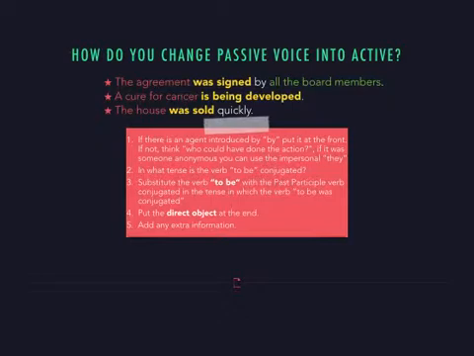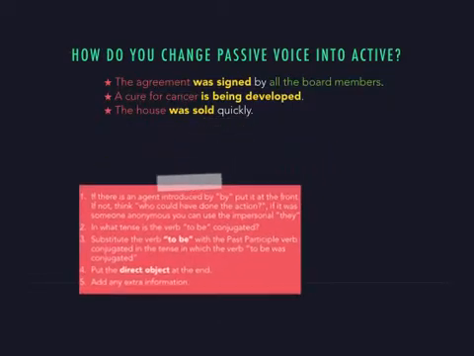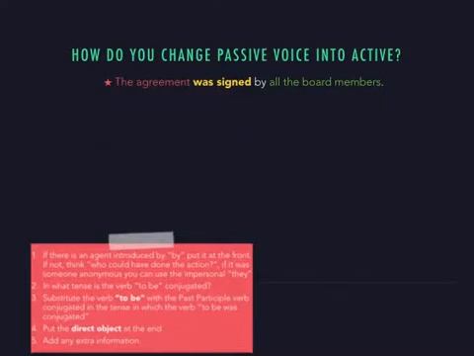So let's start with the first sentence. Okay? It's the agreement was signed by all the board members. If you notice, this one does give us an agent. We know who did the action, all the board members. So let's look at the number one step. If there is an agent introduced by, put it at the front. If not, think who would have done the action. Okay, in this case we do have it. So let's start with that.